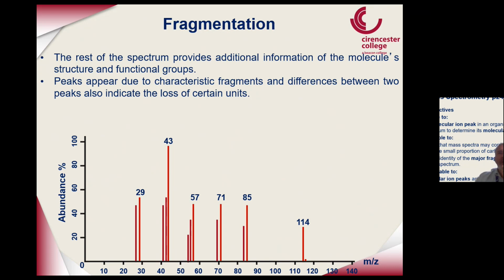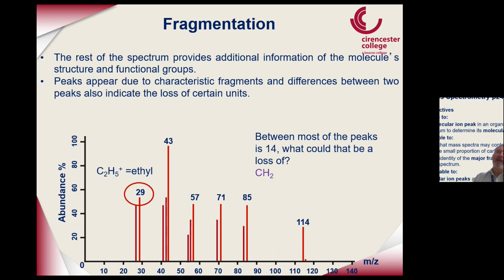What could have a mass of 14? Carbon 12, hydrogen 1 plus 1, so CH2. So it is showing us how we go along the chain of a straight chain alkane. That one is ethyl, so you can see C2, 24, plus 5, 29. These are the peaks, and the gap between them being 14 is CH2.